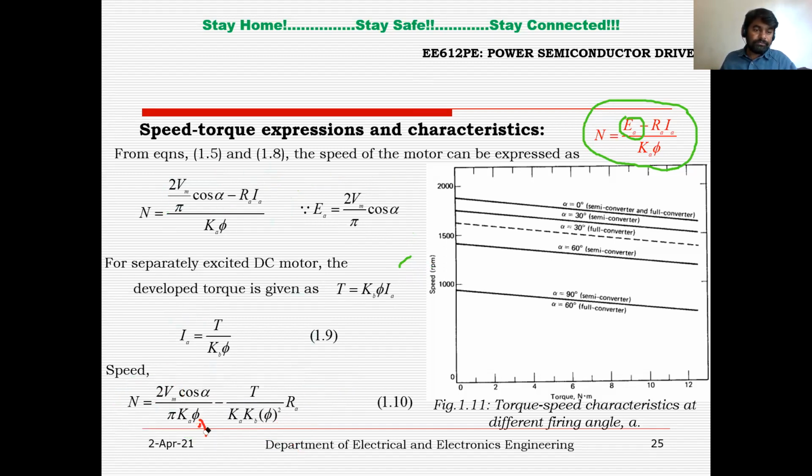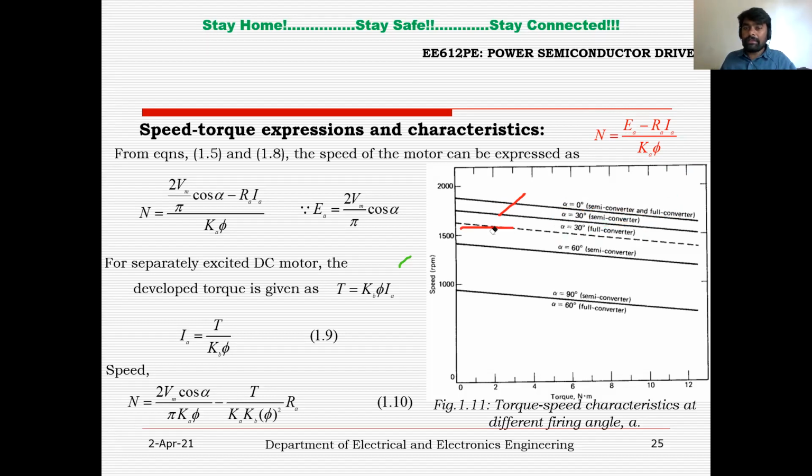Now you can see here, at alpha equals 0, the speed is the same for both the semi-controlled converter and the fully controlled converter. In both cases we have seen that at alpha equals 0, it is Vm by pi into 1 plus cos alpha, and the magnitude is 2 Vm by pi, right? That is why you can see this curve. In case of the semi-controlled converter, for the same value of firing angle alpha, we have seen in the last slide that the voltage generated by the semi-controlled converter is more when compared to the fully controlled converter. That is why the speed is more in case of the semi-controlled converter, but it is less in case of the fully controlled converter.